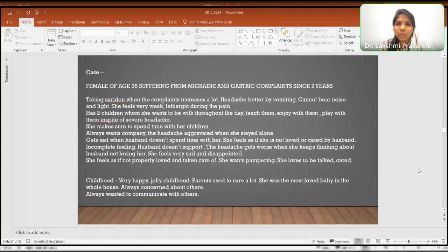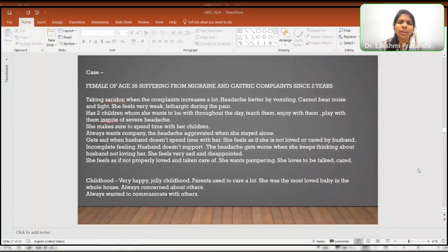She always wanted company, even in headache also, though she couldn't bear noise, but she always wanted company nearby. And she never stayed alone. She used to say that when she's alone, the complaints used to aggravate a lot. This complaint basically started when her husband stopped spending time with her. She used to get completely disappointed.